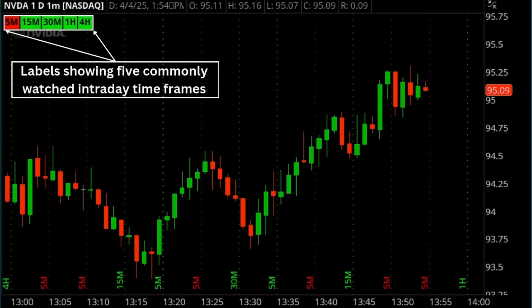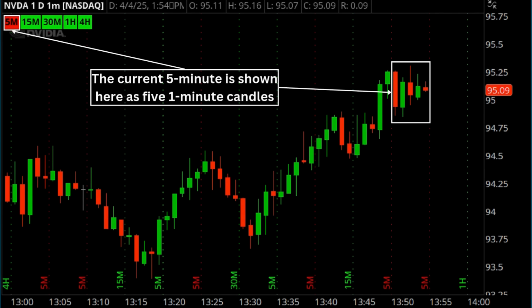A 5-minute label stands in contrast to the 15-minute, 30-minute, 1-hour and 4-hour charts, revealing where short-term weakness may diverge from the broader trend. The 5-minute label is represented by 5 individual 1-minute candles on the chart. Here, short-term price action is building the current 5-minute formation, giving insight into consolidation or reversals within the 5-minute range.